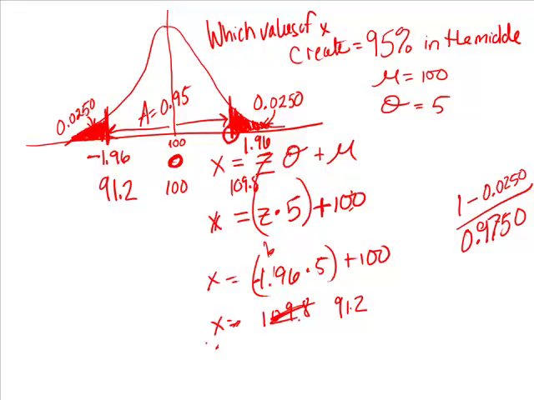So the middle 95% are located between 91.2 and 109.8. Make sense? Make sense? No? Okay. Oh yeah, it's 90.2. Simple math. Okay.